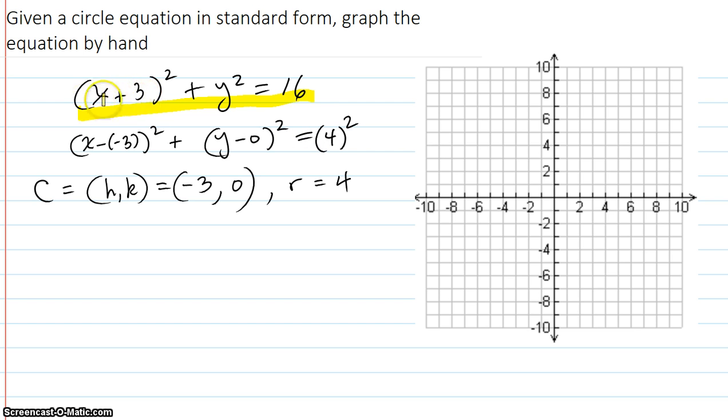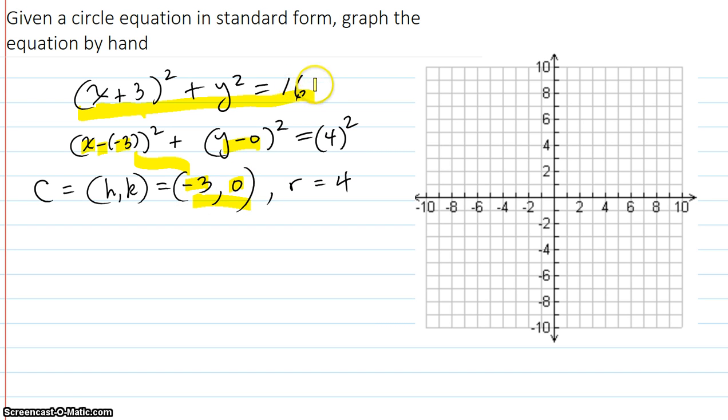So x plus 3, the number that makes that 0 is negative 3. The other way to view it is you have to transform the x plus 3 into x subtract h. So x minus a negative 3 would give you the plus 3. So that's why the h is negative 3. And then here, y, what makes this 0 is 0. Another way to look at it is write it as y minus k. So it's y minus 0, and the k is 0. So either way, you come up with this point for the center.